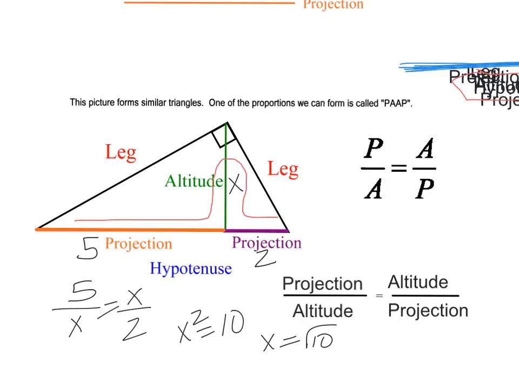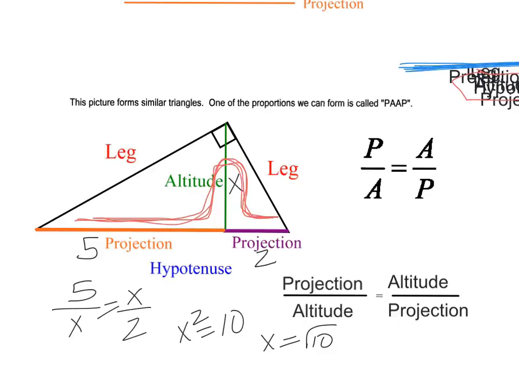So keep in mind that one of the proportions that's formed from altitudes in the right triangle is what we call Pap. And with Pap, we are going to set up our proportion based on projection, which is this first one, over the altitude, which is this one here, equals the altitude again. And then this is the second projection. It's not the first one. And if you follow along the arrow, it's going to be projection over altitude equals altitude over projection. Just try and draw this in. This way, whenever I ask you to do another question like this, you know exactly how to fill it in.